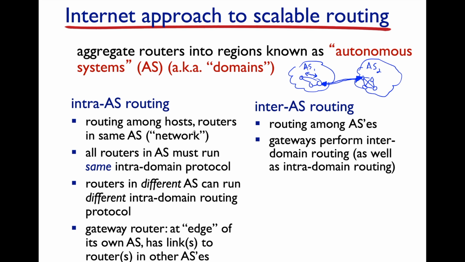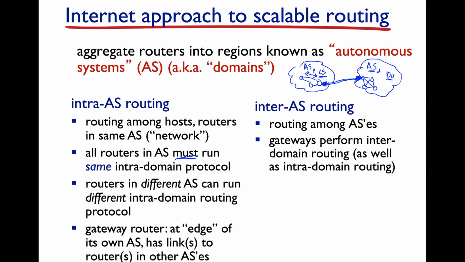And all routers in the same autonomous system, this is a requirement, have to run the same intra-domain protocol. So if this AS is running link state routing, that means all of the routers in the autonomous system must run that same link state routing algorithm. Likewise, if this autonomous system is running distance vector routing, all of the routers in this network must also run the same distance vector routing algorithm. So routers in different autonomous systems, therefore, can run different intra-domain routing protocols or algorithms.